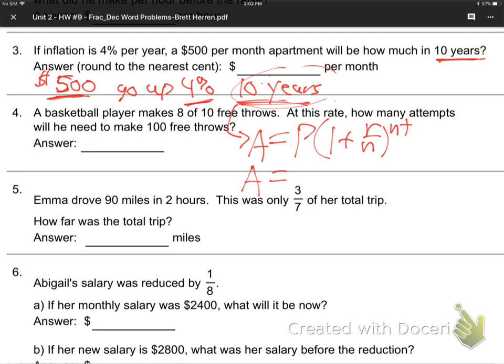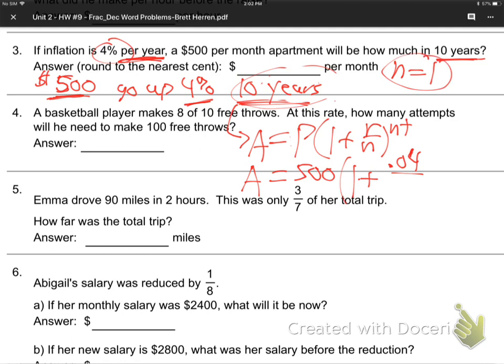So the amount will be the principal. What's the principal? That's the 500, right? The interest rate is the 4%. So that's 0.04 as a decimal. N, what's N? N is the number of times it's compounded every year. That's just once a year here. N is 1 because whenever you do inflation, you're talking about per year. Once a year, the price goes up by 4%, right?